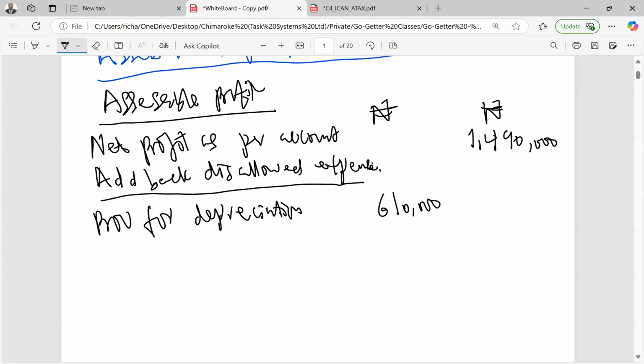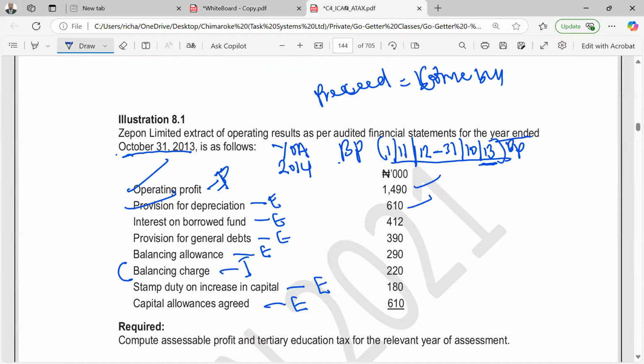The next one is interest on borrowed funds. So you borrow these funds on interest. So your interest is an allowable deduction. So we are not going to treat this. We will not touch this because interest on borrowed funds is an allowable expense.